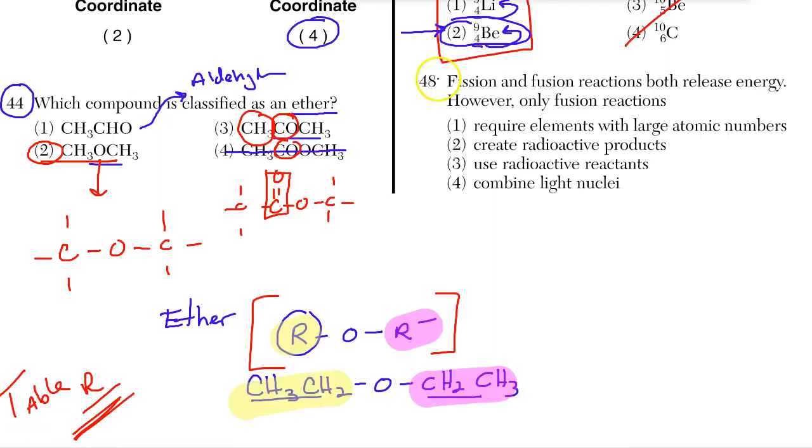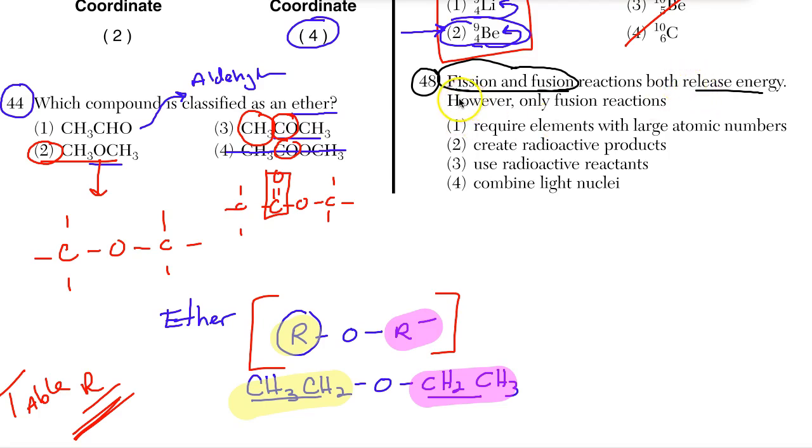Number 48. Fission and fusion reactions both release energy. In fact, they release more energy than any other type of reaction. Chemical reactions don't release anywhere near the energy of these atomic reactions. Nuclear reactions give off far more energy than chemical reactions. You've got to get that down.